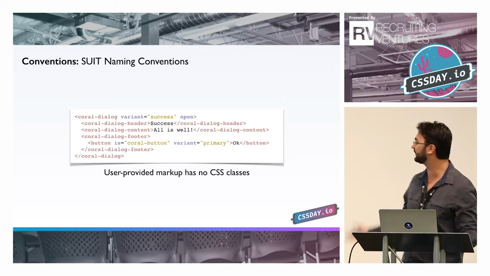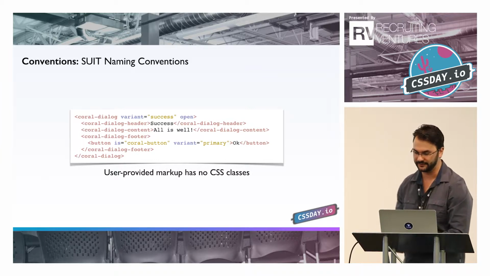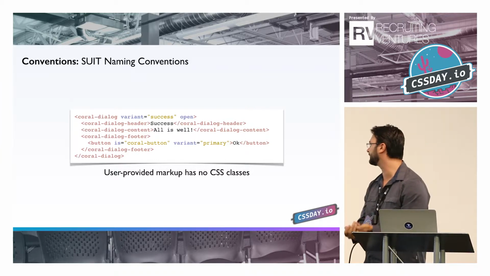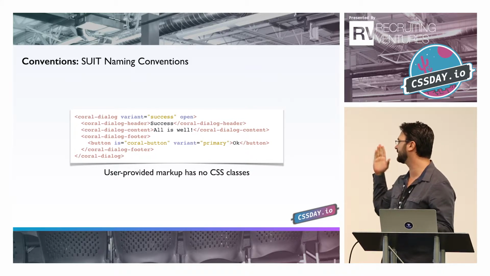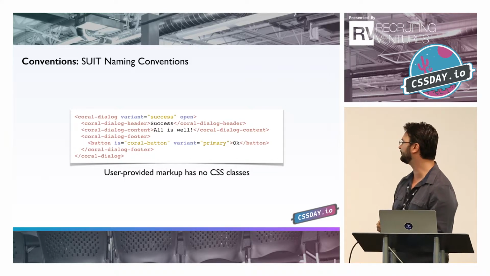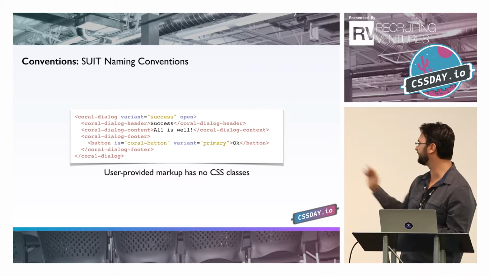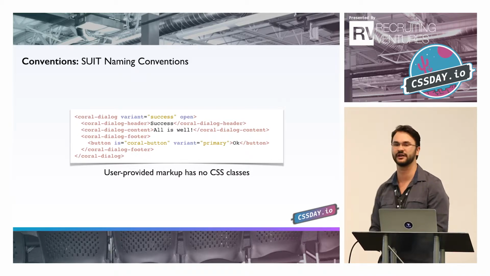So here's an example of user-provided markup for a dialog that indicates an operation is successful. You see we've got our Coral dialog, its variant set to success. We say that it's currently open, which tells it to open immediately. Got the header, the content, and the footer. Everything's good, right? Users provided no CSS classes here at all.